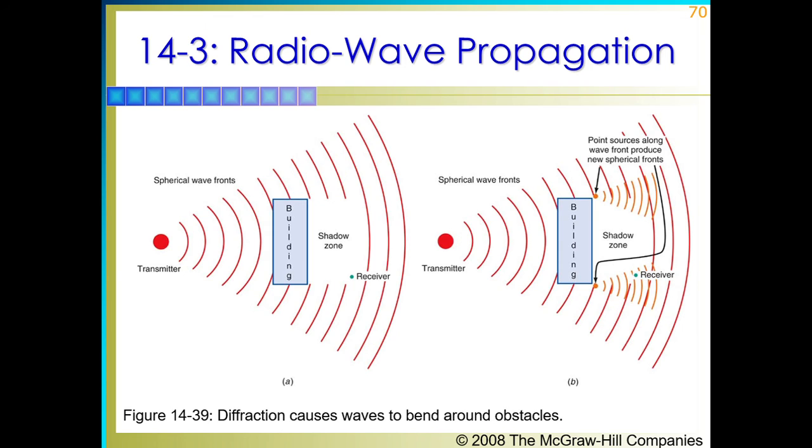As the wavefront passes the object, the point sources of waves at the edge of the obstacle create additional spherical waves that penetrate and fill in the shadow zone. This phenomenon, sometimes called knife-edge diffraction, is illustrated in the second figure.